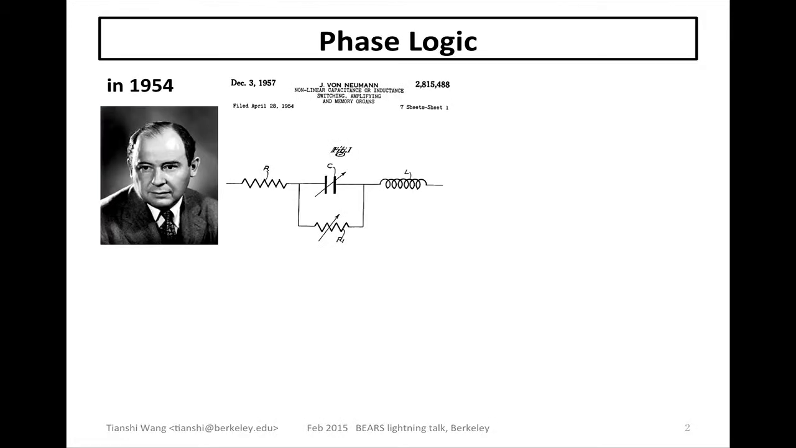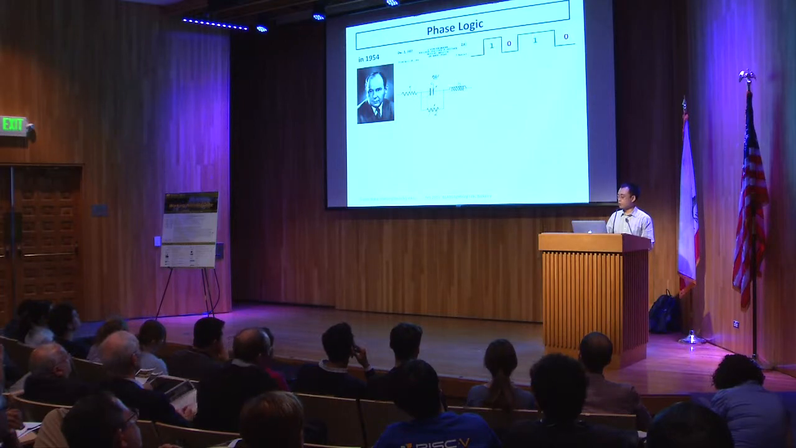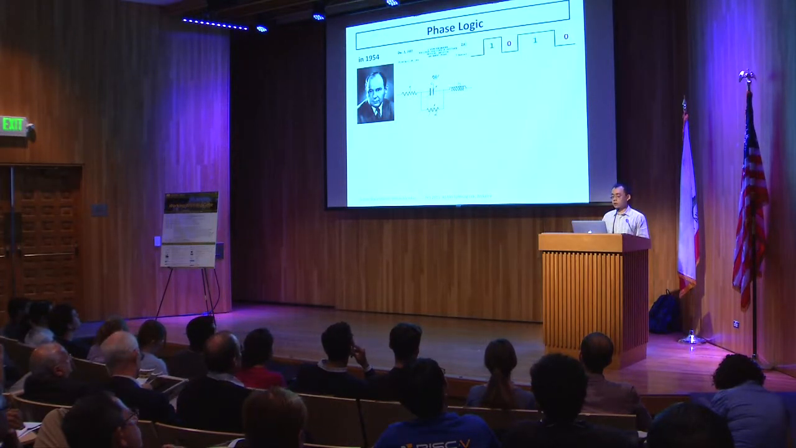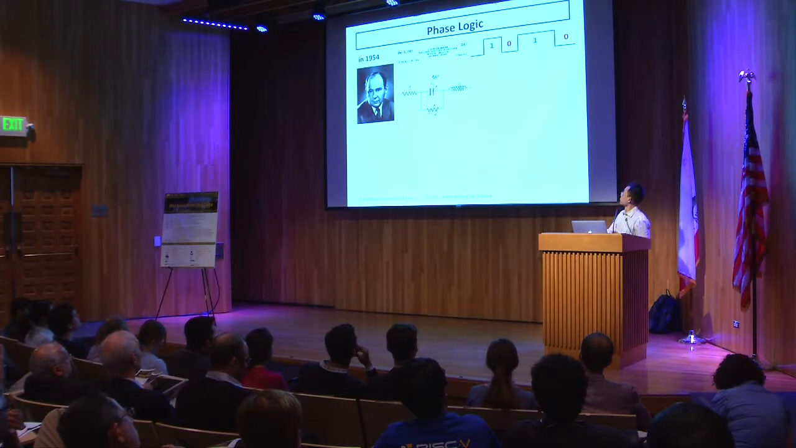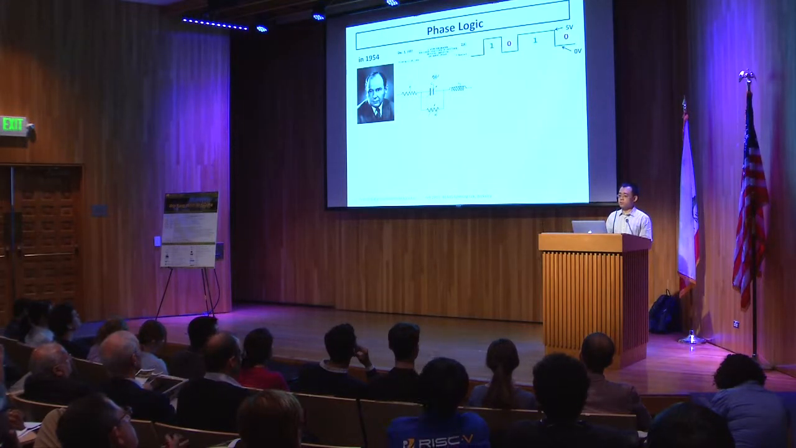So once upon a time, when computers were still made of vacuum tubes, in 1954, John von Neumann filed a patent describing a very different computing paradigm. Instead of encoding logic values 1 or 0 as voltage levels, like 5 volt or 0 volt, he encoded them in the phases of oscillating signals.